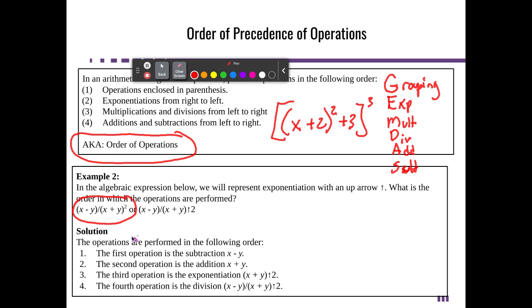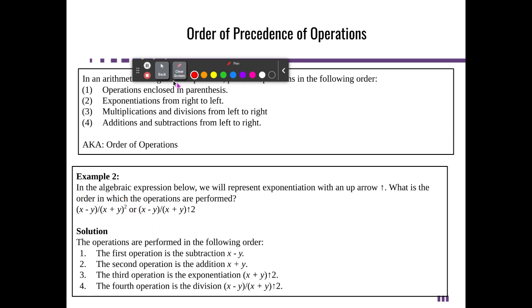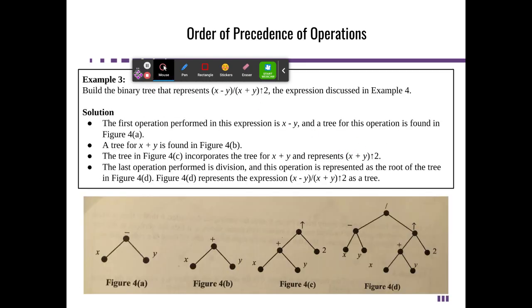So when we break this down, we've got lots of ways we can attack this. But the first operation that we might want to choose would be the x minus y. Then we would do the x plus y. So maybe the first thing we would do would be x minus y. Then we would do x plus y. And then our exponents would come next. So then we would have our x squared, and then we would have our division coming in last. So how would that look if we thought about that as a binary tree?